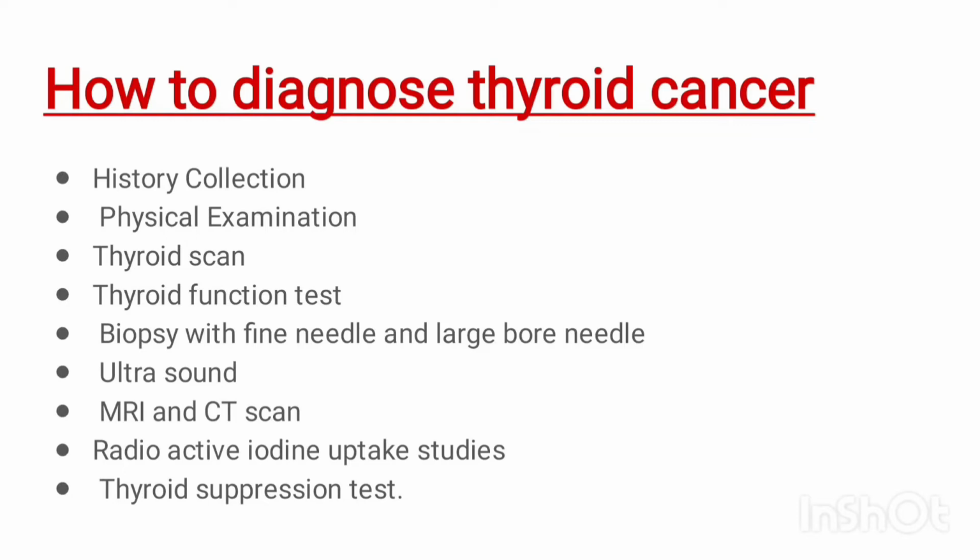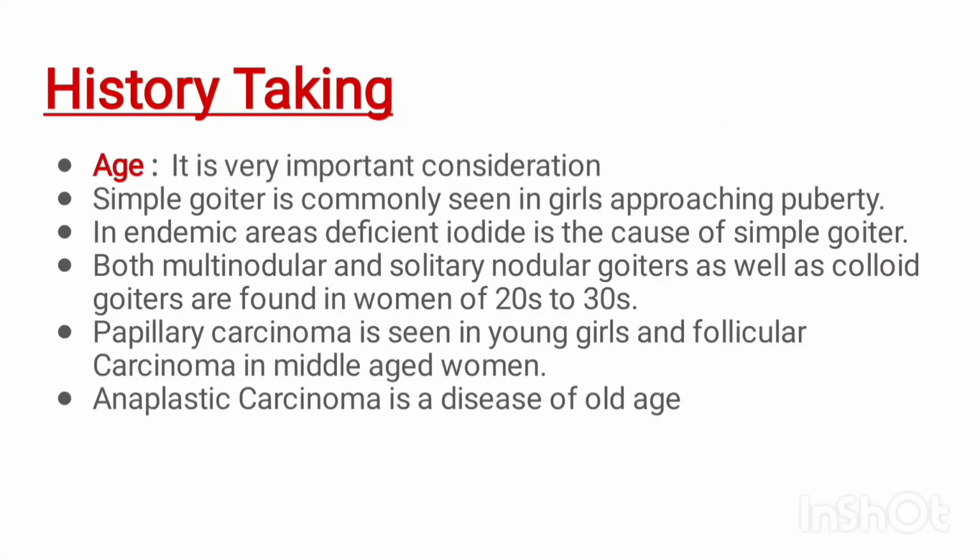How to diagnose thyroid cancer? There are the following steps to diagnose thyroid cancer: history collection, physical examination, thyroid scan, thyroid function test, biopsy with fine needle and large bore needle, ultrasound, MRI and CT scan, radioactive iodine uptake studies, and thyroid suppression test. History taking.